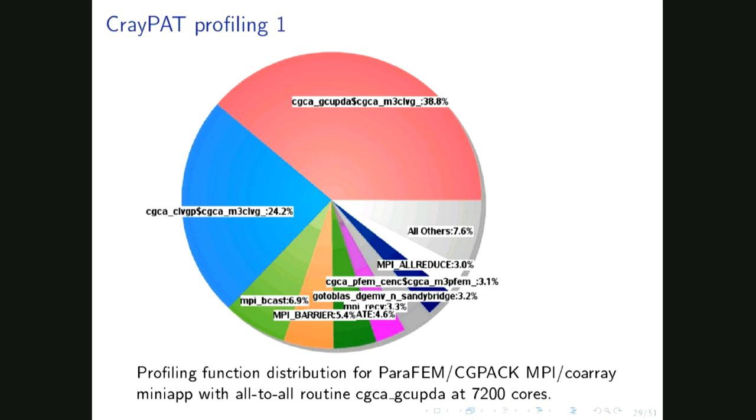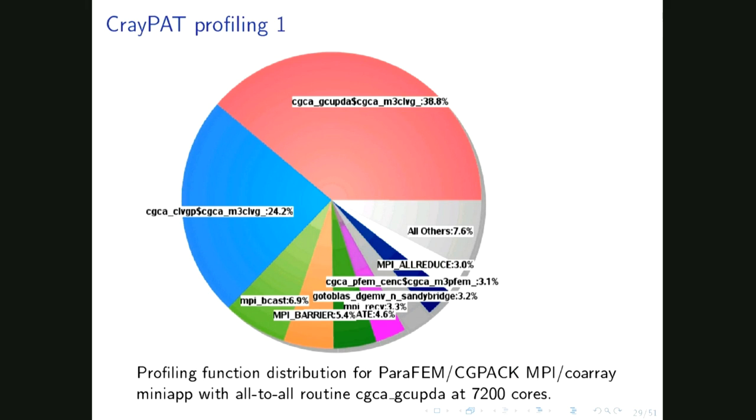We started off by analyzing our code within a scalability study, and we found that although both libraries scale quite well on their own, the combination of both made the scalability poor after 2,000 cores. So for this reason, we started profiling analysis, running on 7,200 cores, so we could understand what was happening at that scale. And this is what is shown in this slide.